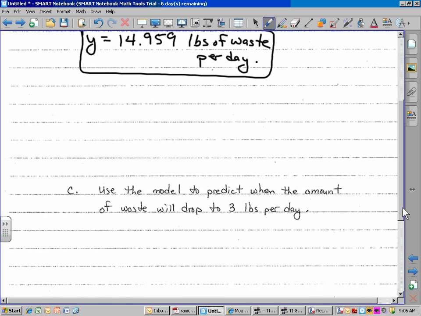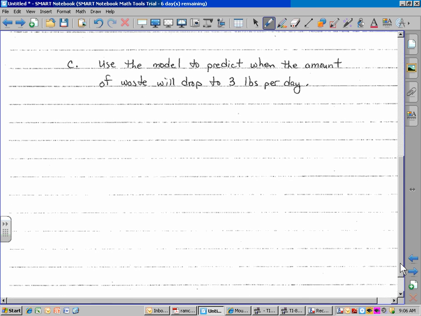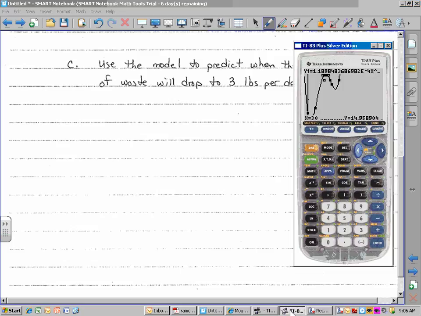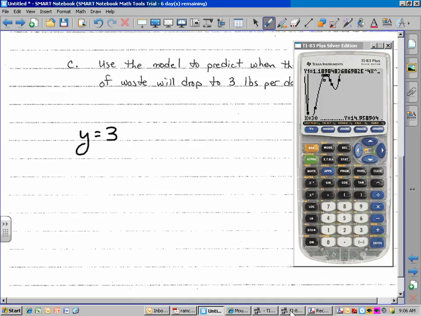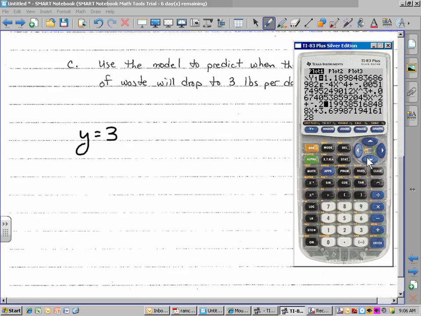There's a part C. Use the model to predict when the amount of waste will drop to 3 pounds per day. Okay, well, if we had 3 pounds per day, that means we want to make y equals 3, because the pounds of waste is your y value. To calculate that on the calculator, you simply go into y, go down to y2, and set y2 equal to 3. And wherever our graph hits 3 is where that would happen.